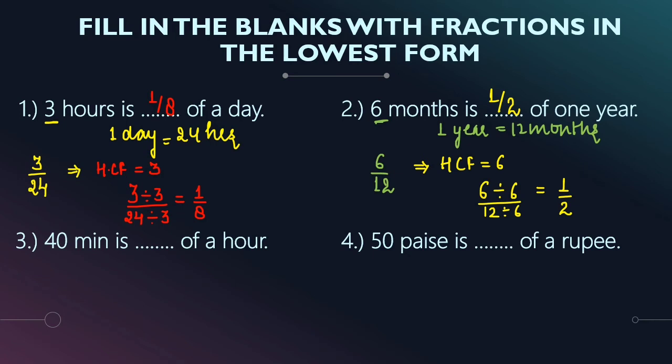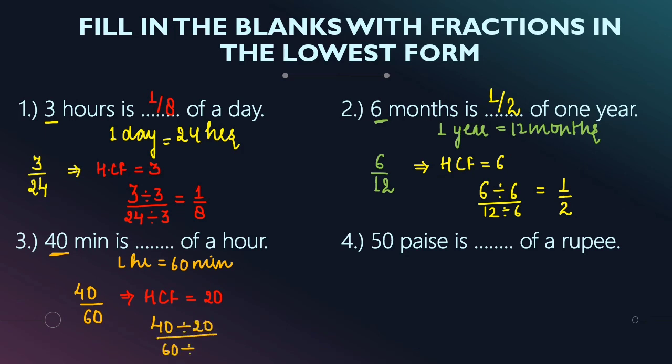Next is 40 minutes is dash of an hour. 1 hour is equal to 60 minutes. So, total minutes are 60 and we have taken 40 minutes out of that. Therefore, we will write it as 40 upon 60 in fractional form. HCF of 40 and 60 is 20. So, divide 40 by 20 and 60 by 20. It will be equal to 2 upon 3. So, 40 minutes is 2 upon 3 of an hour.